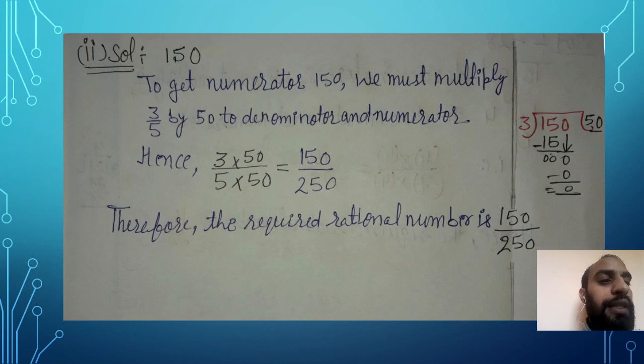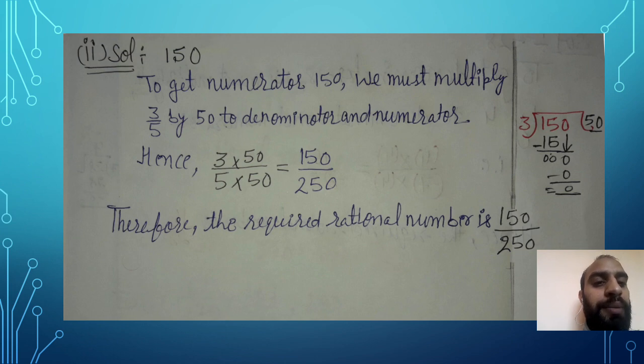So this 50 is the answer, as well as the number that we need to multiply to 3 upon 5, in the denominator as well as the numerator. So how to write? Let's see. To get numerator 150, we must multiply 3 upon 5 by 50, to the numerator as well as the denominator. Hence you can write 3 into 50 upon 5 into 50.